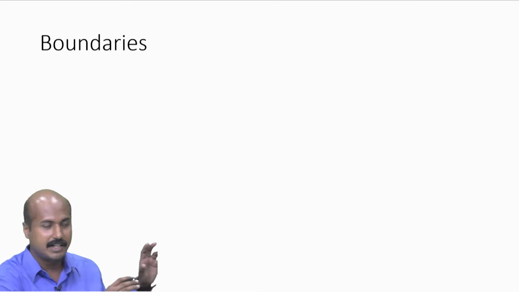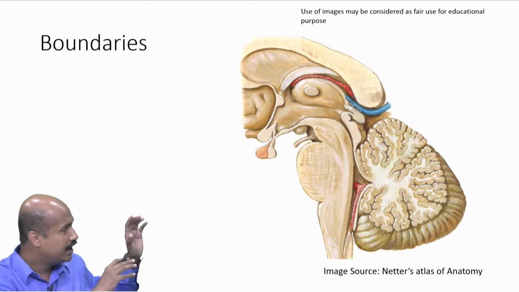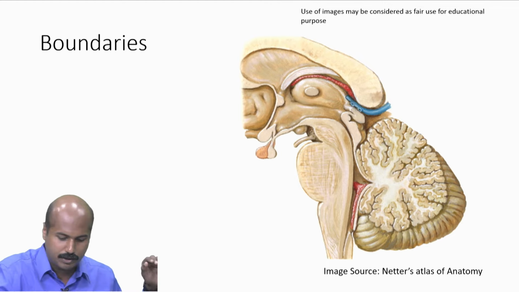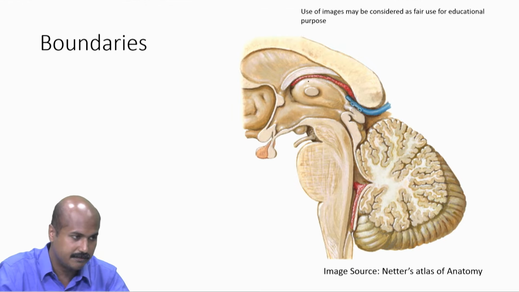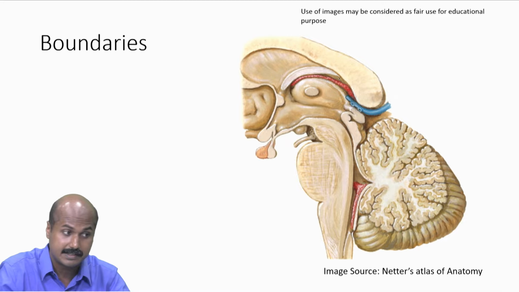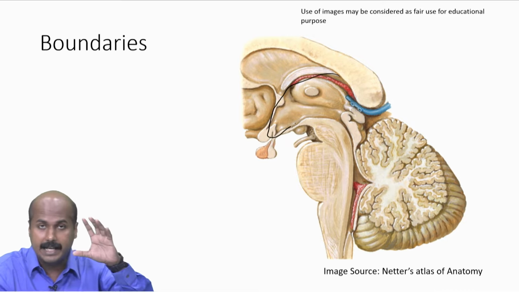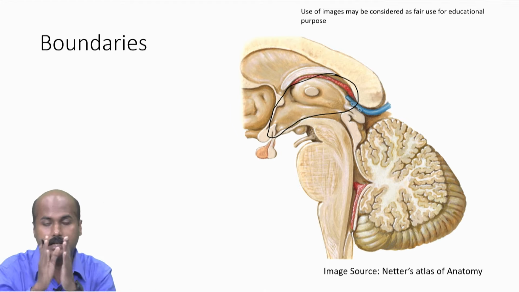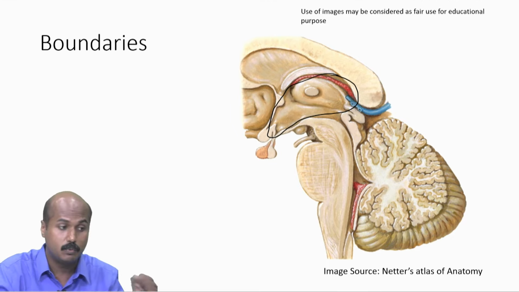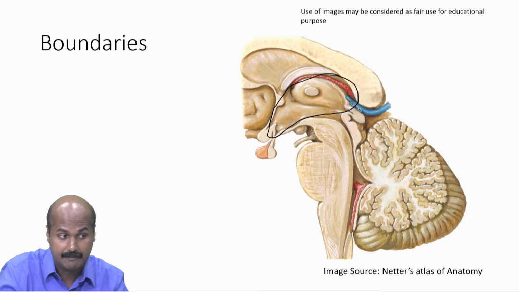This is a picture in an atlas of anatomy in which you can see that the third ventricle is located here. If you remember the video of the overview of the ventricular system, this part is the third ventricle. As I said in the previous video, it is a midline cavity. Unlike the lateral ventricles, which are paired cavities, this is a single midline cavity and it is located within the diencephalon. It is the cavity of the diencephalon.